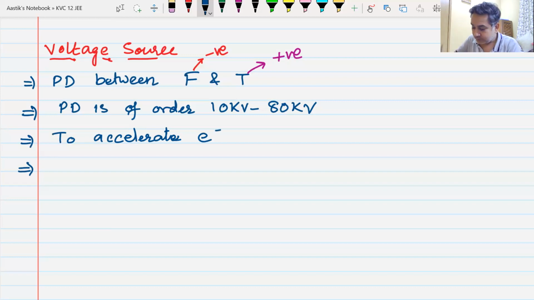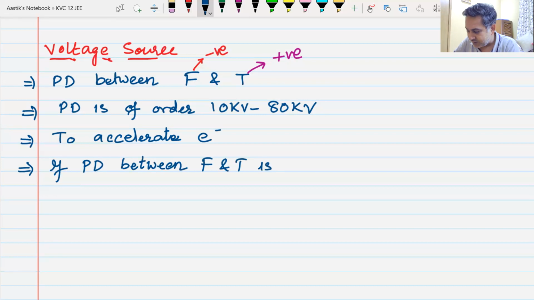Now, the next thing: if the potential difference between the filament and the target is increased, then what will happen? If I increase the potential difference between the filament and the target, what will happen? Nothing, sir? What will happen?